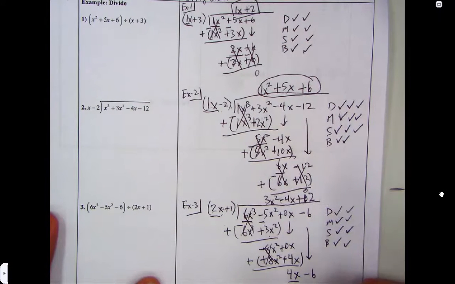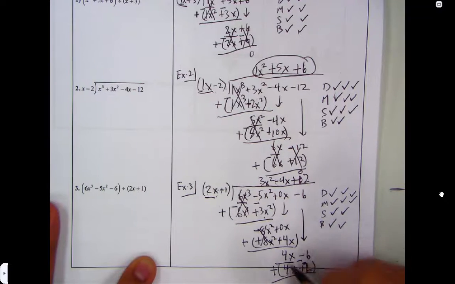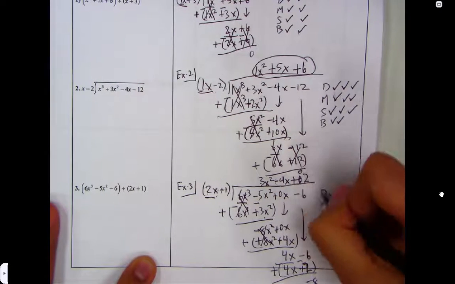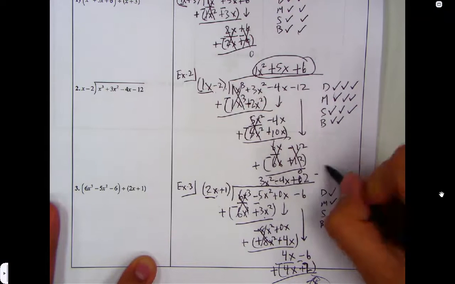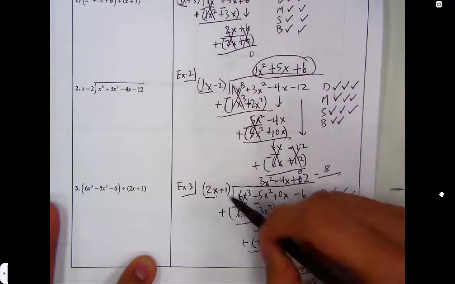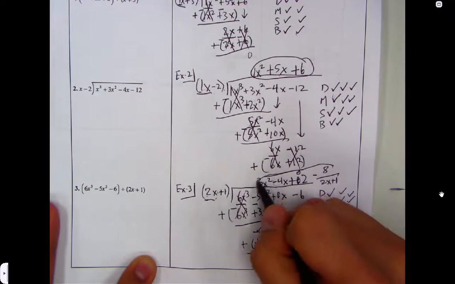Okay, and so I'm going to take the 2 and multiply with the 2x plus 1. So that's 4x plus 2. Subtract. Negative 8. So the remainder is negative 8. So I'm going to have to write it right here: negative 8 divided by 2x plus 1. And that's my answer.